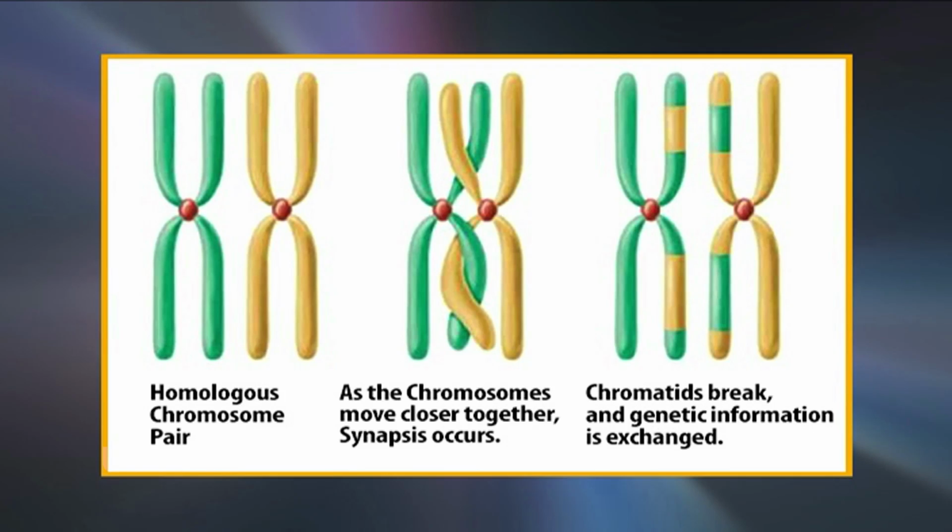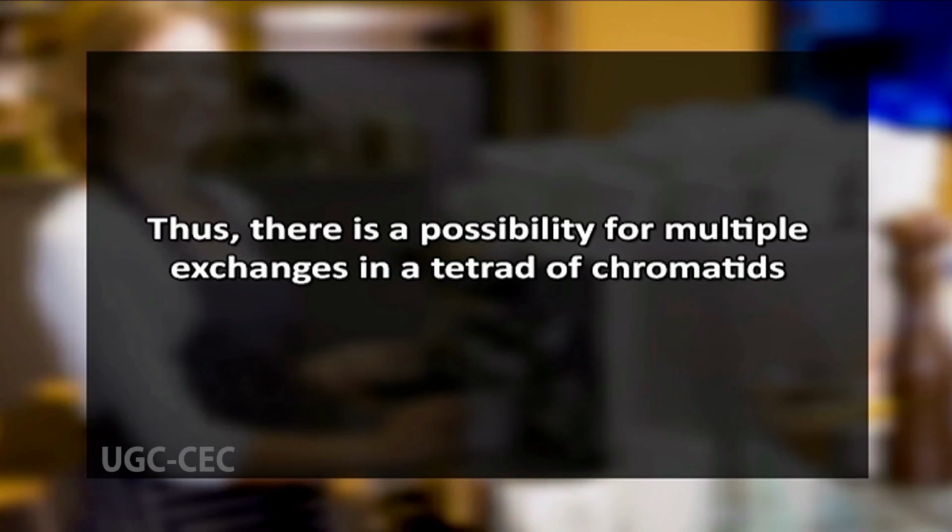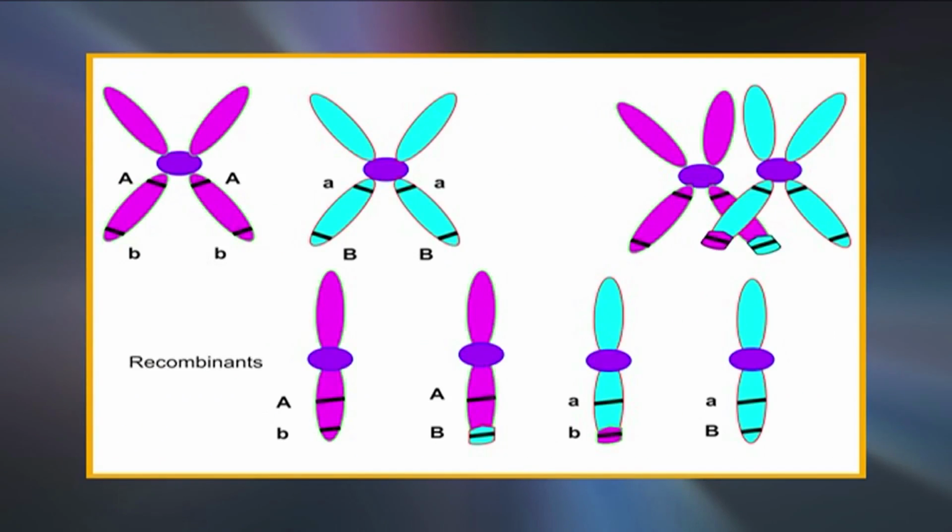Each crossover event therefore produces 2 recombinant chromatids among a total of 4. Only 2 chromatids are involved in an exchange at any one point. However, the other 2 chromatids may cross over at a different point. Thus, there is a possibility for multiple exchanges in a tetrad of chromatids. There may, for example, be 2, 3 or even 4 separate exchanges typically called double, triple or quadruple crossovers. Note, however, that an exchange between sister chromatids does not produce genetic recombinants because the sister chromatids are identical.